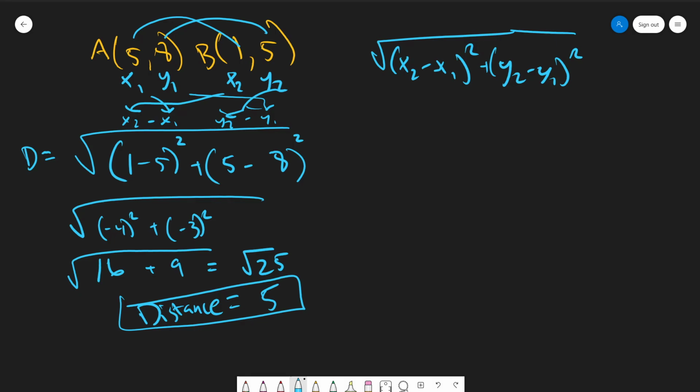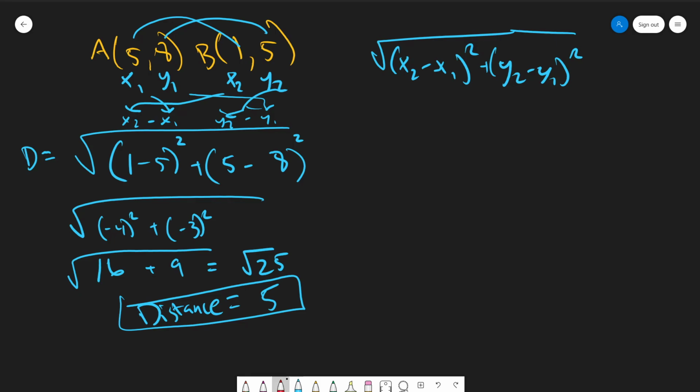So 5 units, whatever your distance is measuring out. So that's the basic process. You are going to subtract those x's and do the power 2, subtract the y's, do the power 2, add them together, and take a square root. All right, I'm going to do a couple more examples.